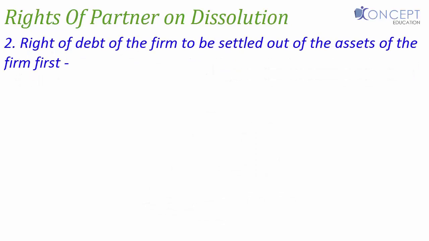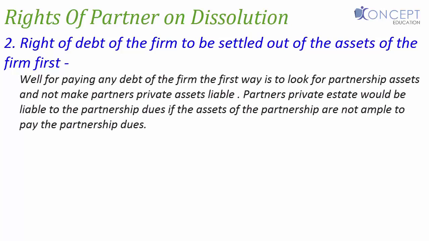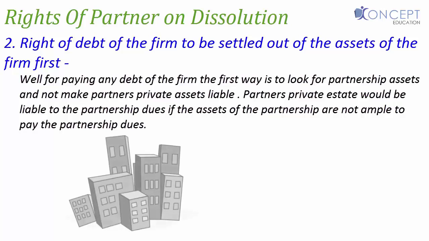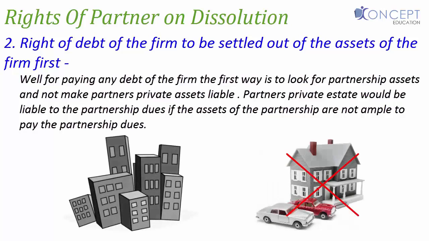The second right is the right of debt of the firm to be settled out of the assets of the firm first. Well, for paying any debt of the firm, the first way is to look for the partnership assets and not make partners' private estate liable. Partners' private estate would be liable to the partnership dues if the assets of the partnership are not ample to pay the partnership dues. Hence, for partnership dues, first partnership assets, then partners' personal assets.